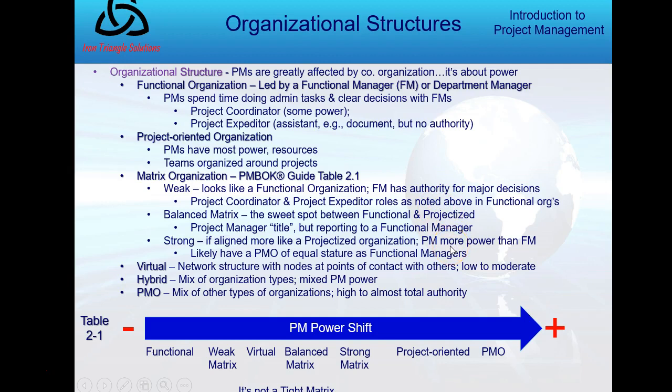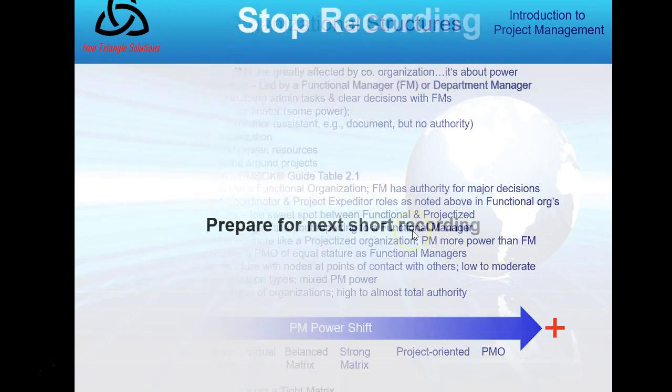I'm also a virtual organization because half of my staff is in Charlotte or in Stamford, Connecticut. Okay? Notice along the bottom the power shift between, and the power shift references project manager, has the least power in a functional organization. Power grows through weak, virtual, balanced, and strong matrix, and then projectized and PMO organizations.